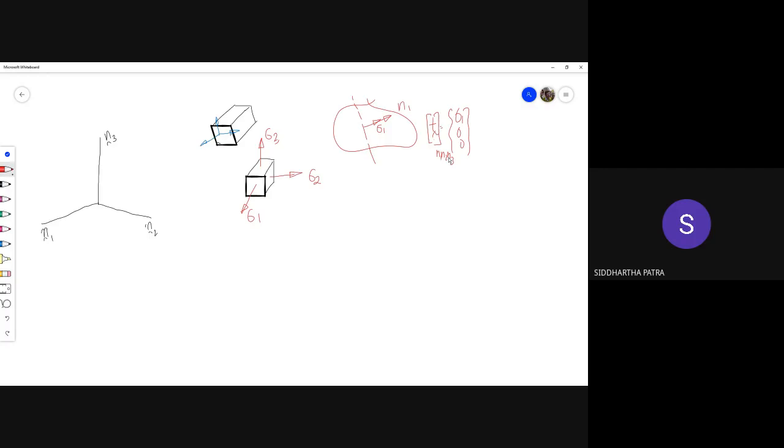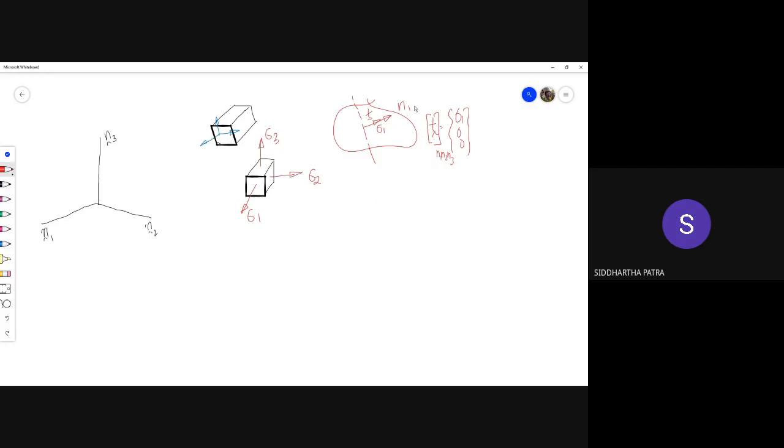The traction vector would look something else if I were to represent that in the global Cartesian system. But the traction vector itself would be normal to the plane, which is, the traction would be along the normal.